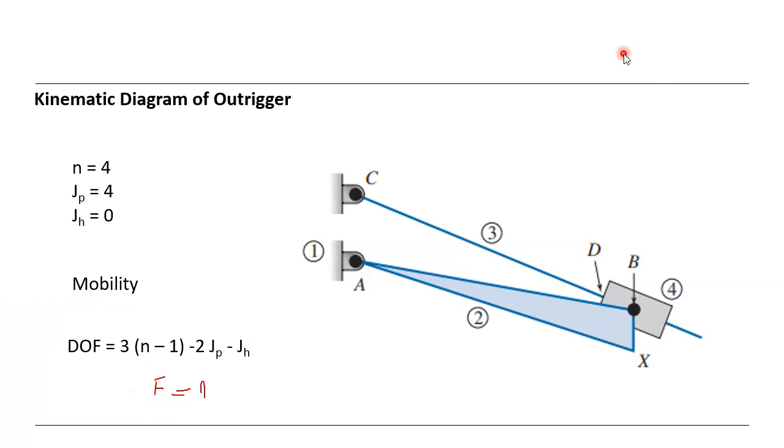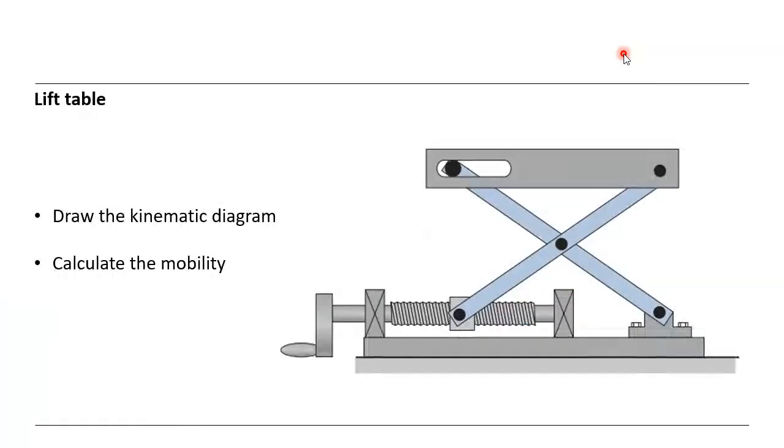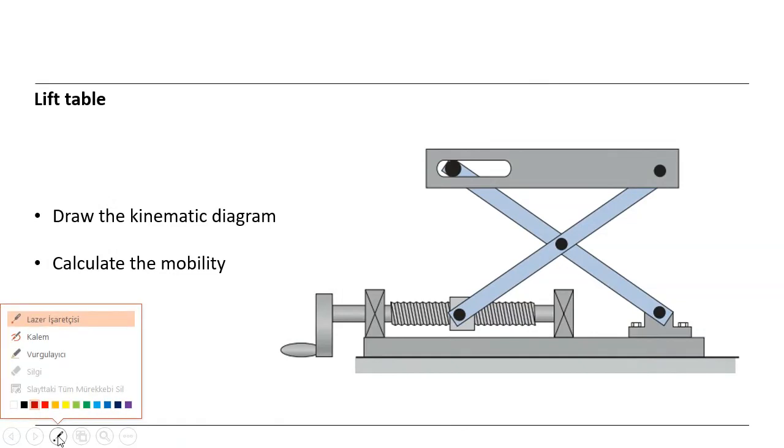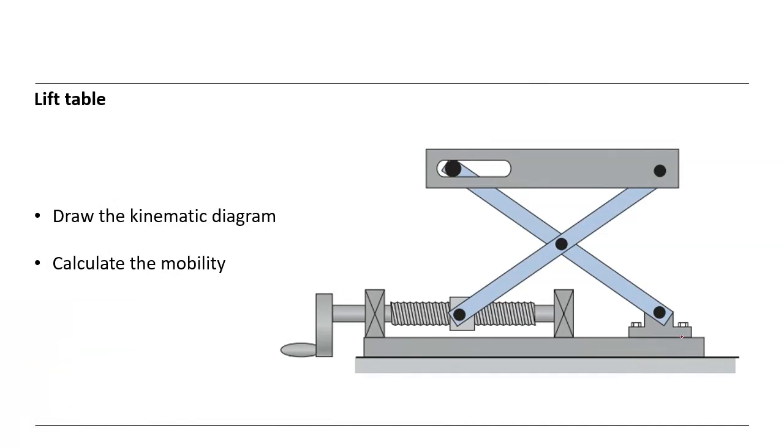So let's have another example. You know this mechanism, I'm sure you have seen it somewhere. A lift table, there's a table here, and the table is going up and down, parallel to the surface. This is also important, parallel to the surface, going up and down.